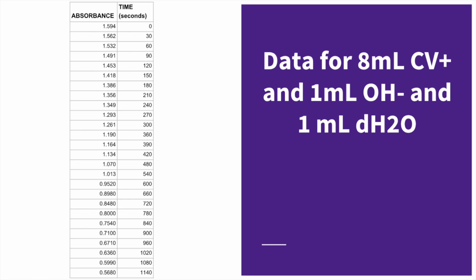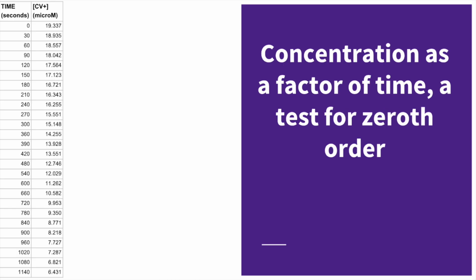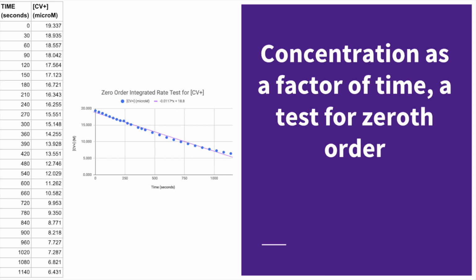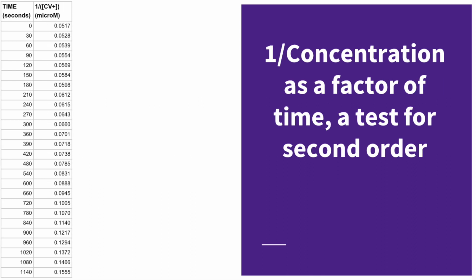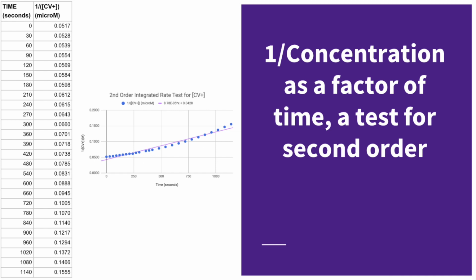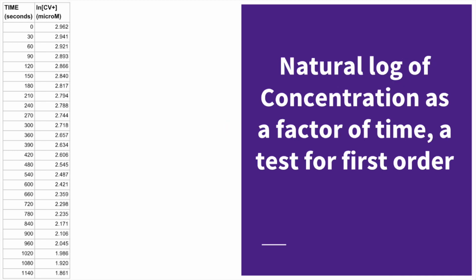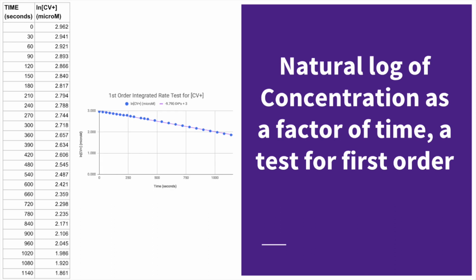Here's the relationship with 8 milliliters of crystal violet and 1 milliliter of hydroxide and 1 milliliter of distilled water. Once again, here's the relationship between time and the concentration. With a slight curve, it is obviously not linear. Here's the relationship between time and 1 over the concentration. Again, not linear as it has a curve. And here's the relationship between time and the natural log of concentration, which is obviously linear. Again, this will be important for later.